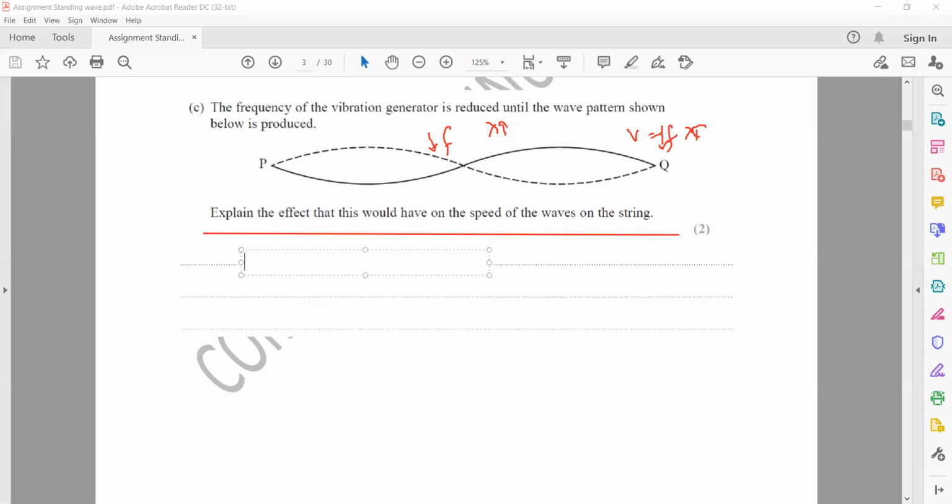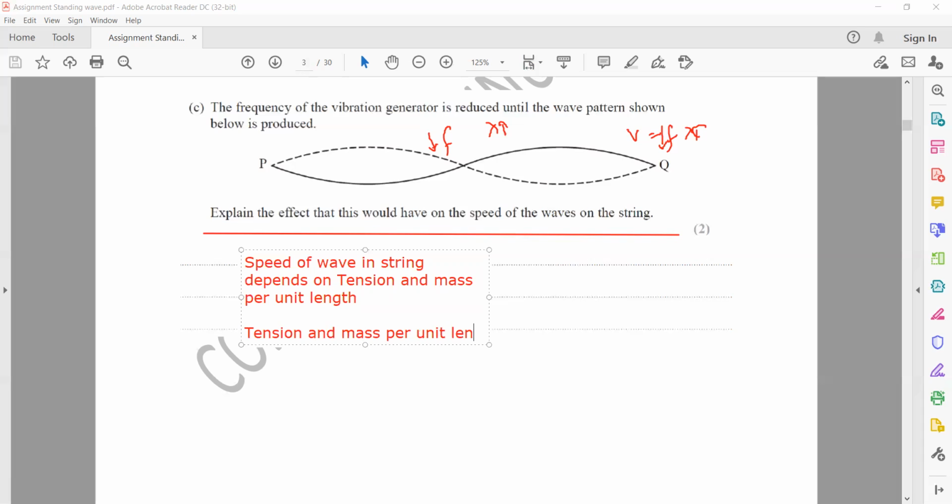So speed of wave in a string depends on tension and mass per unit length. Tension and mass per unit length do not change. So speed will remain the same.